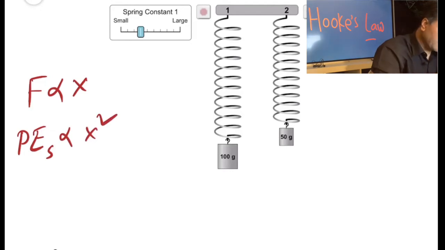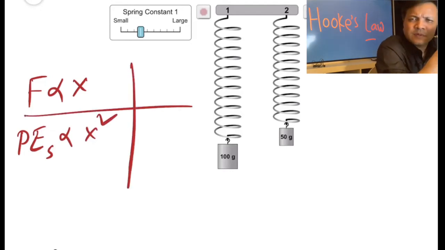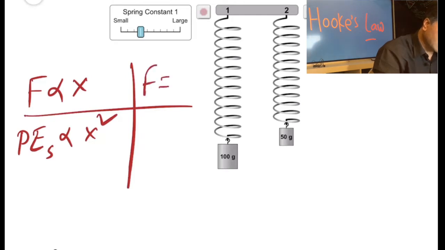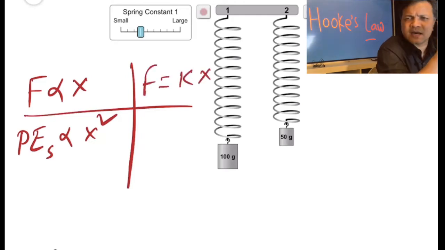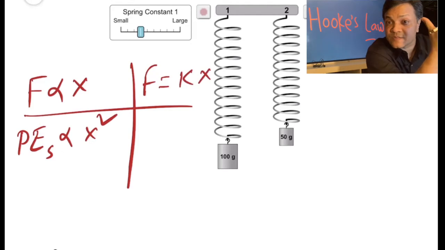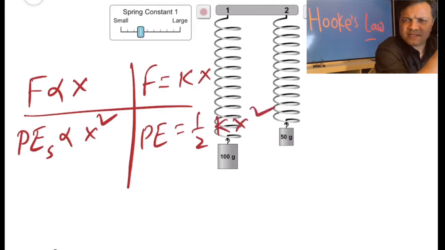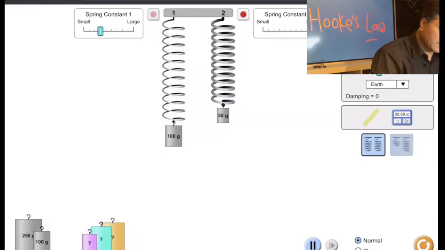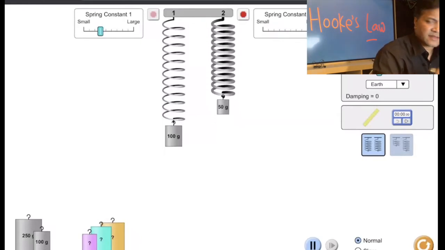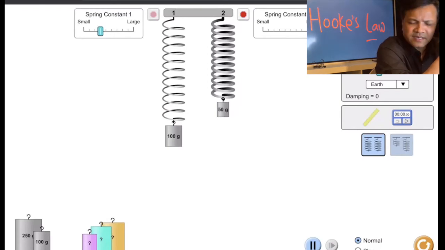Now, after a series of experiments, he ended up realizing F is actually equal to kx. K is the Hooke's constant, or steepness of a spring, and PE is actually half kx squared, and again k is the steepness of a spring. For example, this spring now has a bigger k. This spring has a bigger k than the spring on the other side.